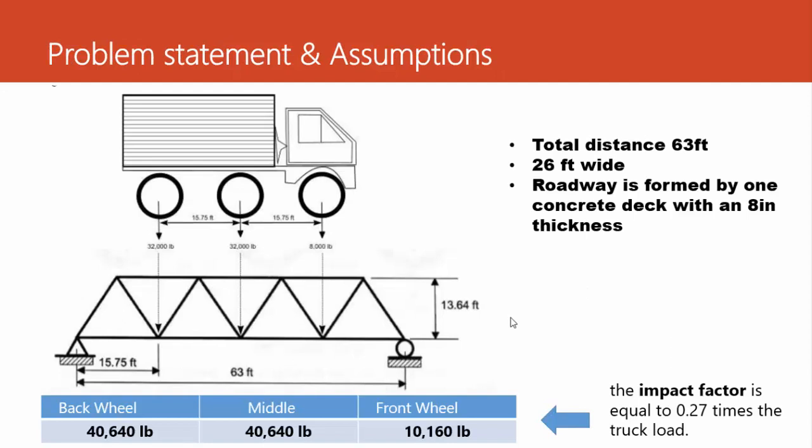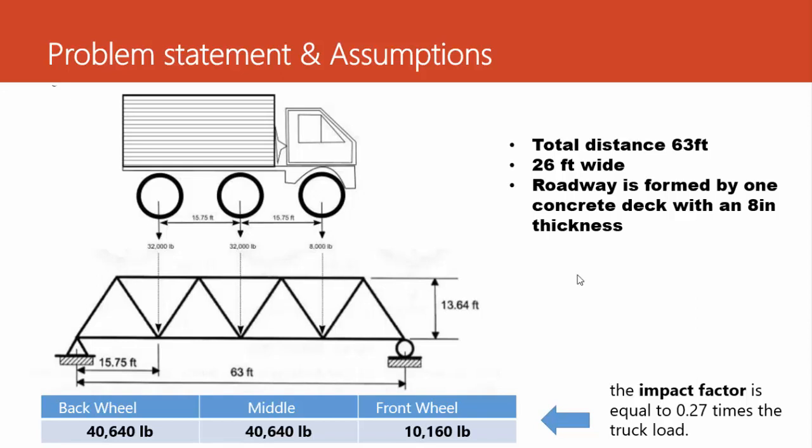SAP 2000 is object-based, meaning that the models are created using members that represent physical reality. A member with multiple members framing into it is created as a single object, just as it exists in the real world. So the goal of your project is to perform the structural analysis of a steel truss bridge that spans a total distance of 63 feet, is 26 feet wide, and whose roadway is formed by one concrete deck with an 8-inch thickness. The truss bridge consists of two parallel trusses, and the truss configuration will be as shown in this slide. The lower chords of the trusses support the roadway, which in turn carries the cars and traffic.